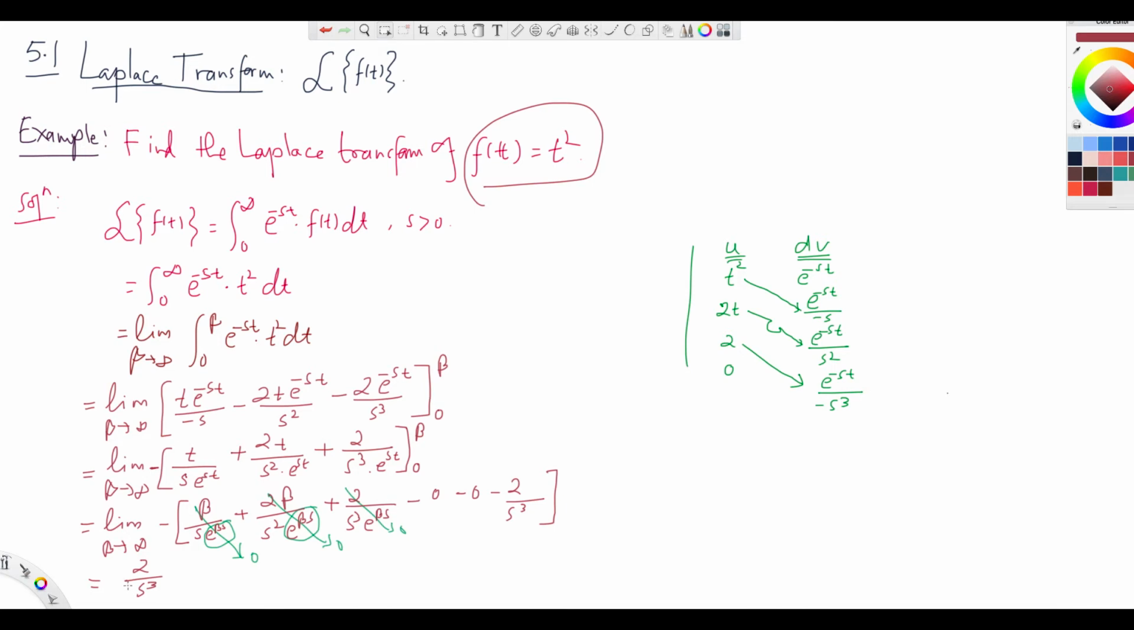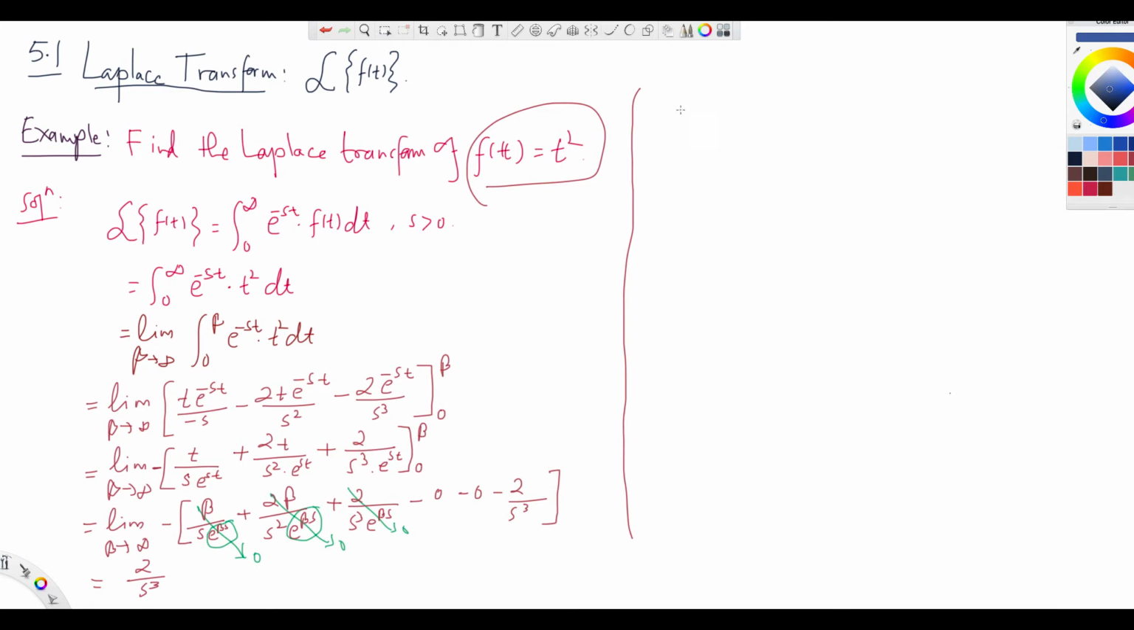You see that? Positive 2 over s cubed. We did the Laplace transform of 0, which was 0, right? Next we did the Laplace transform of 1, which is 1 over s. Number 3, the Laplace transform of t, is 1 over s squared. You see that? When there is t to the 1, there is 1 over s squared.